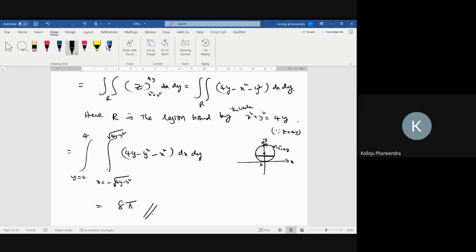Gauss Divergence Theorem. This problem is over. I have to tell one problem based on the solved problems in Gauss textbooks. You solve them, the Gauss textbook problems.